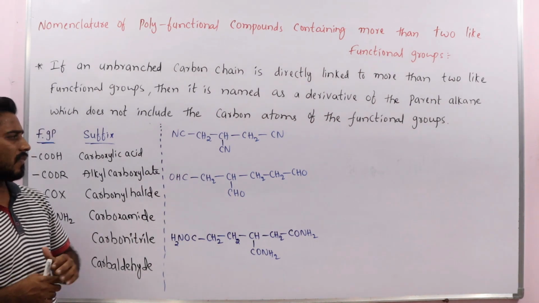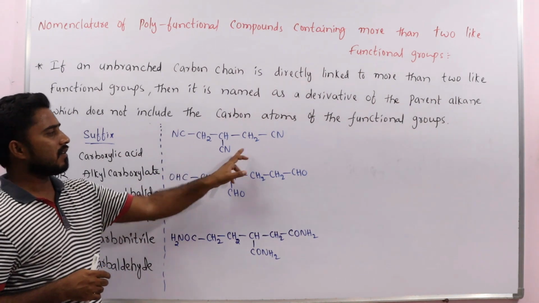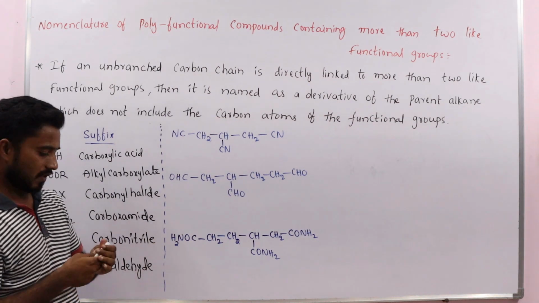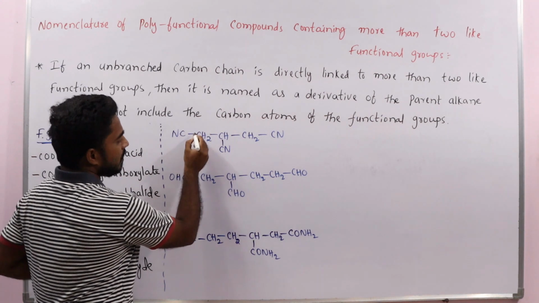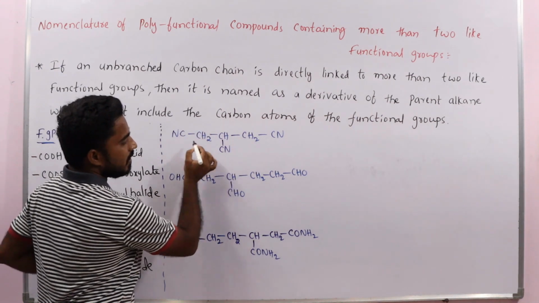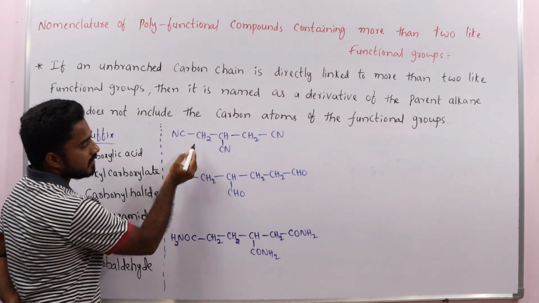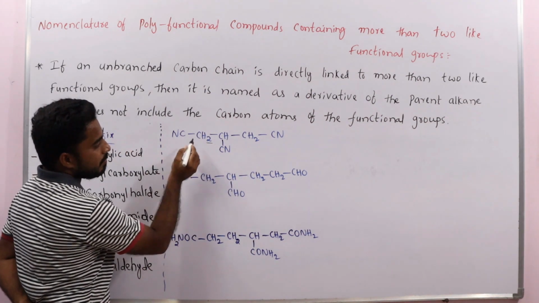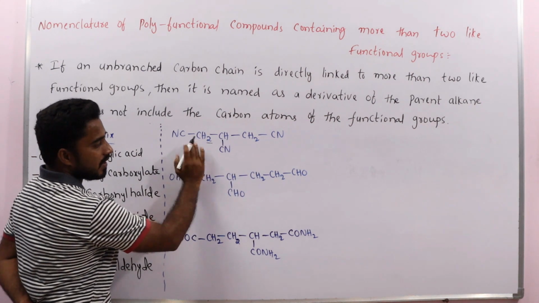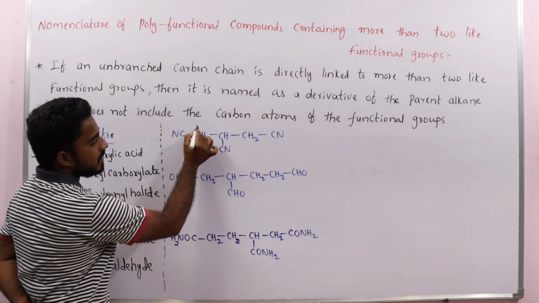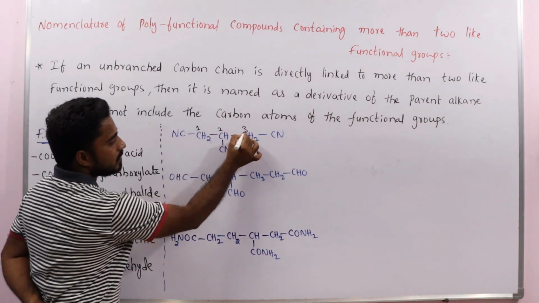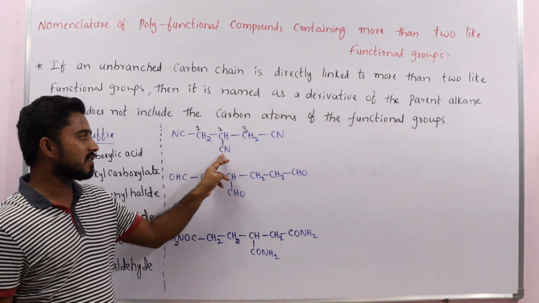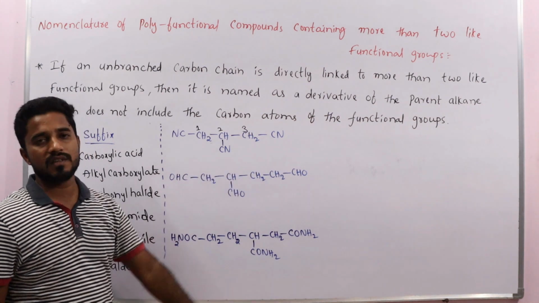So here CN, CN, CN. Three cyano functional groups are bonded. This is the unbranched hydrocarbon, alkane chain. That's why we are selecting this one as the parent alkane. Numbering we can start from the right side or the left side, from any side. Let us see, 1, 2, 3. At the first position 1 CN, at the second position 1 CN, at the third position 1 CN is there.